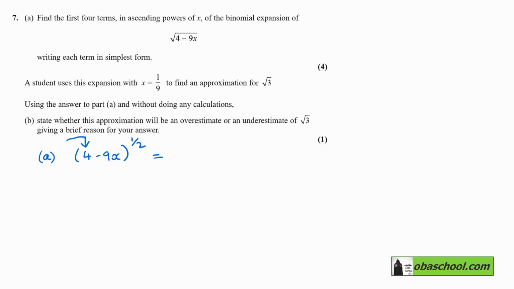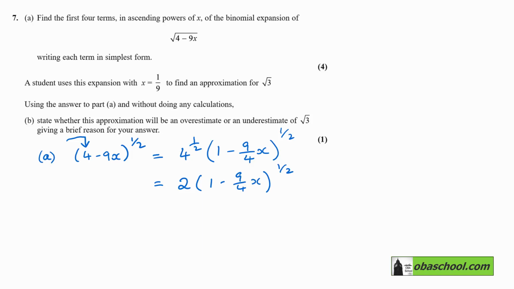But what we can do is take out 4 to the power 1/2, and then we get 1 take away 9 over 4x, all to the power 1/2. This is a process that you need to learn in this situation. 4 to the 1/2 is the square root of 4, so that is just 2. So we have 2 times (1 take away 9 over 4x) to the power 1/2.